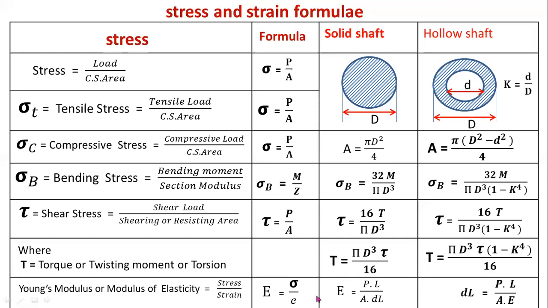Now capital E is the Young's modulus, small e or epsilon is the strain, and sigma is the stress. Young's modulus is equal to stress by strain. So this is the formula for change in length.